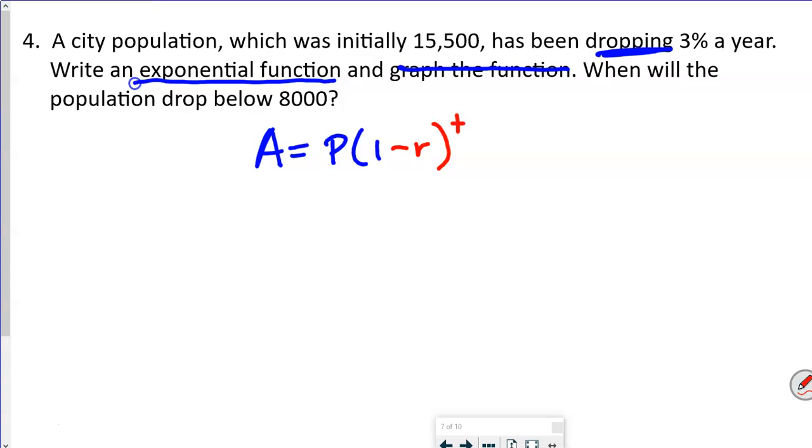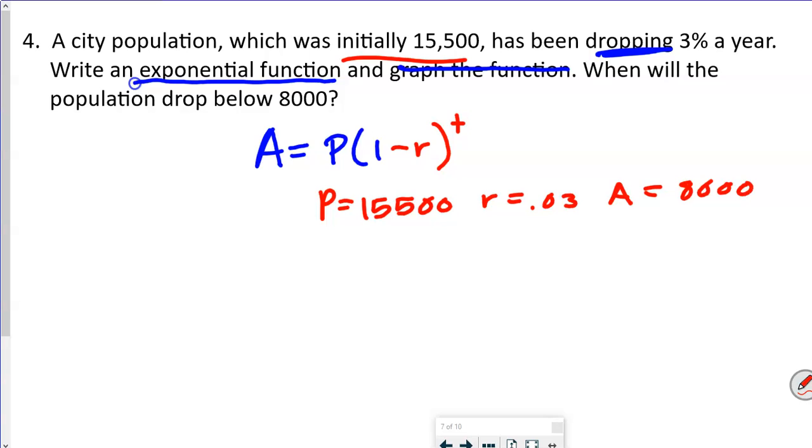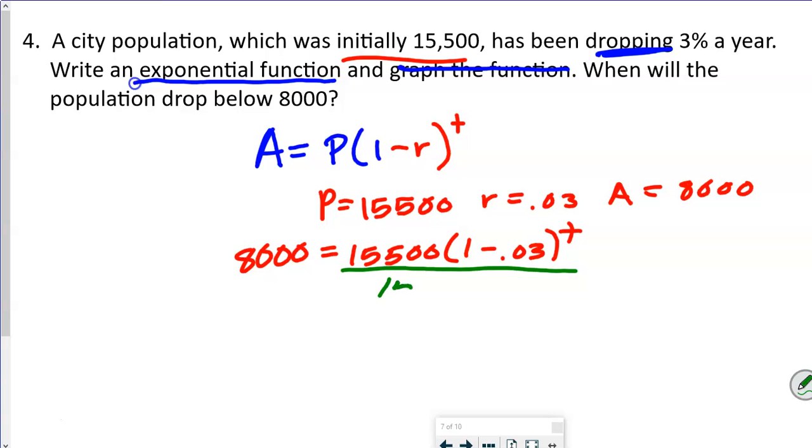So it said it was initially 15,500, so that's going to be P. It's dropping 3%, so the rate is going to be 0.03. And then our A, which is our final amount, is going to be 8,000, okay? So that means we're going to say 8,000 is equal to 15,500 times 1 minus 0.03 to the t power. So hopefully you can see that we're going to divide both sides by 15,500 because it's being multiplied.